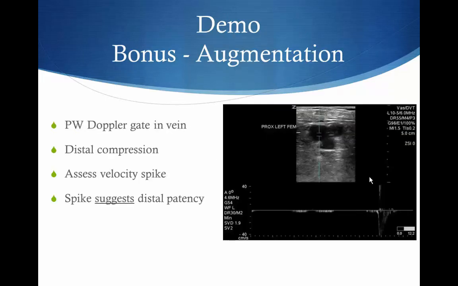So what you do to check for these things, for augmentation, you just find your vein. So here's our vein right here. We've stuck our pulsed wave Doppler gate right in that vein, and then we squeeze somewhere distally on the calf, and then on our velocity graph here, we should see a little spike because that blood has rushed up into that vein from where we squeezed, and that is a marker that distally it is patent. If it was blocked by a clot, we would not get this spike, or not as strong of a spike, and that would be a clue, not a definitive answer, but a clue as to a blood clot. Remember, this suggests distal patency. Suggests is the key word.